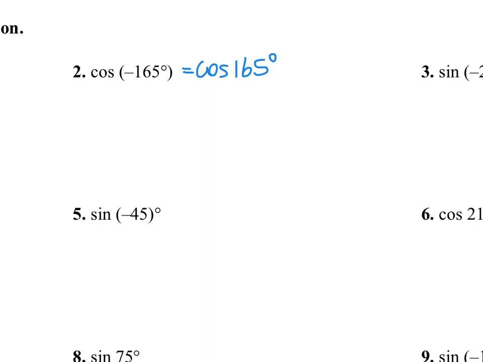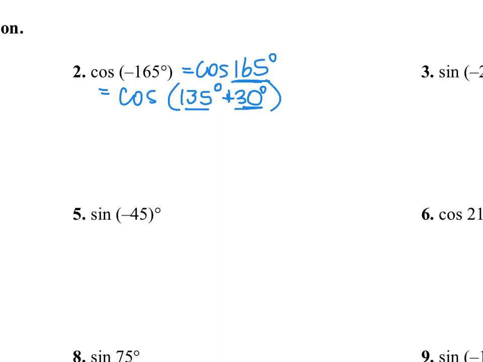And then what you want to do is rewrite 165 degrees in terms of angles that you do have on your unit circle. So I'm going to rewrite 165 as 135 plus 30. So just substituting 165 degrees with 135 degrees plus 30 degrees, and both of those are angles we have on our unit circle.